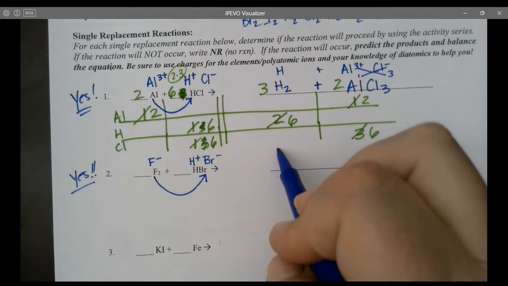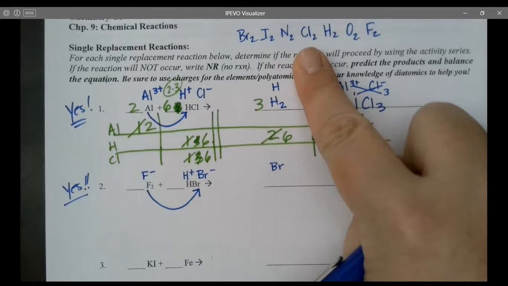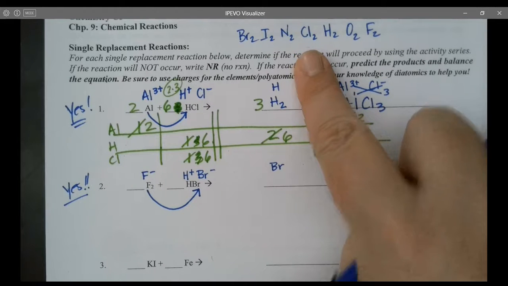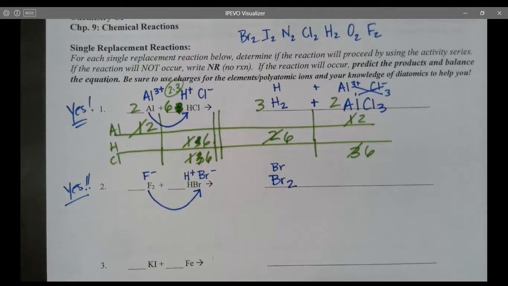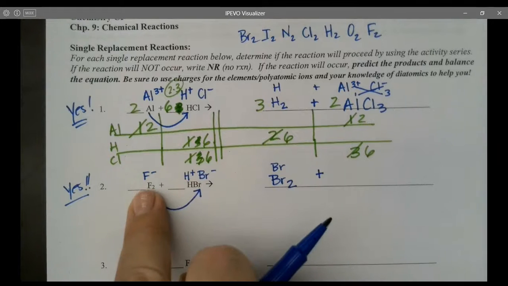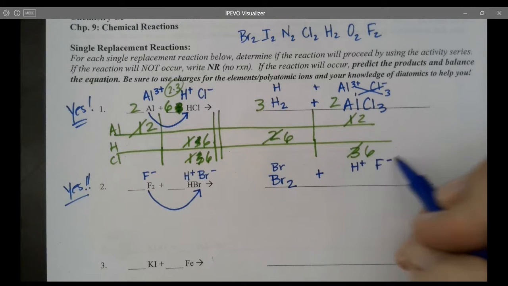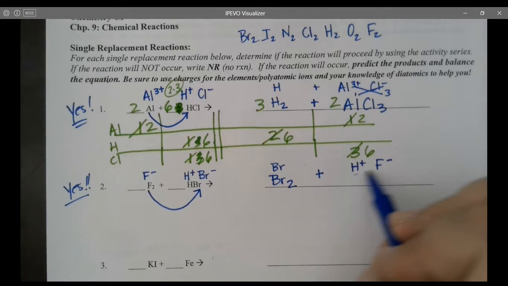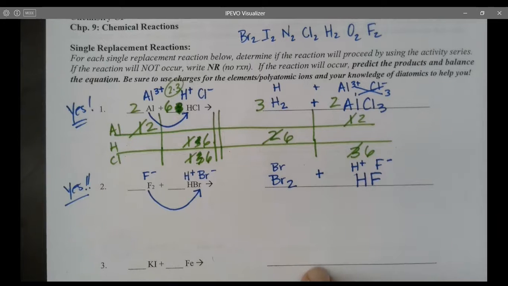Okay, so bromine's going to get kicked out, but I need to check, is bromine part of Brinkelhoff? Yeah, it is. So that means that bromine has to be written as a diatomic. And now fluorine's going to come over here. Hydrogen is going to bond with the fluorine. And so my compound is going to be +1 and -1, or equal and opposite. So I just get HF, one of each.